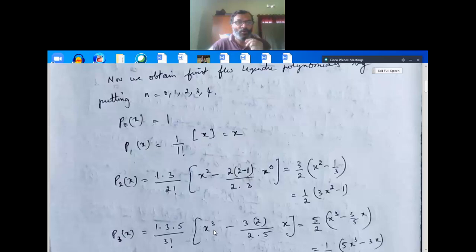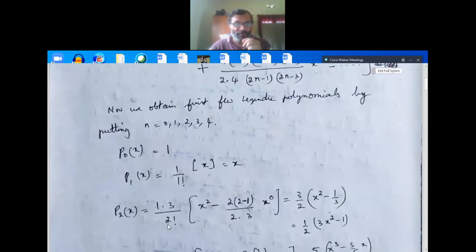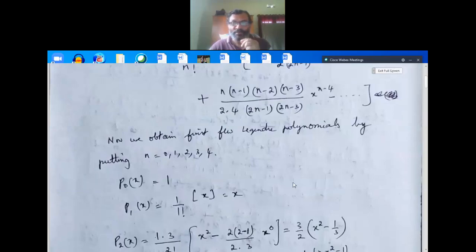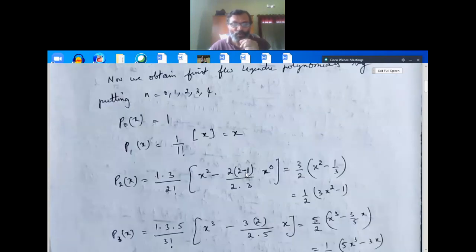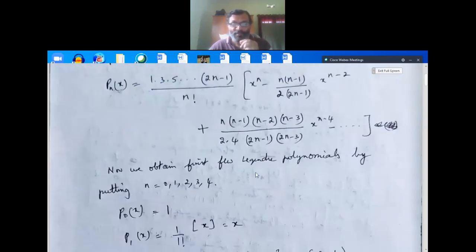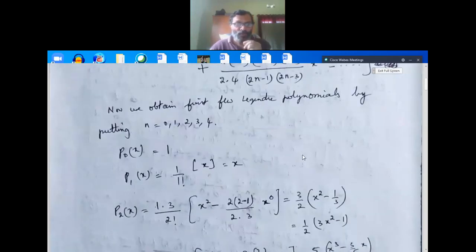Then P2 of x means n equals 2. 2 into 2 is 4, 4 minus 1 is 3, so 1 into 3 divided by 2 factorial into x squared. For the second term, substituting n as 2: 2 into 2 minus 1 divided by 2 into 3, and x power 2 minus 2 is x power 0. The next term would be x power 2 minus 4, which is negative, so we stop here. So P2 of x is 1 into 3 by 2 factorial x squared, this one.